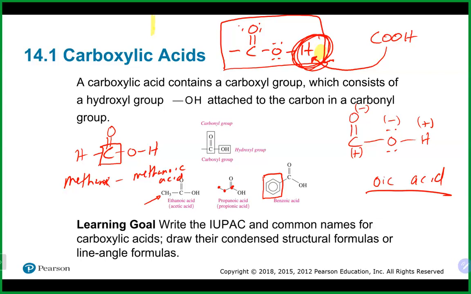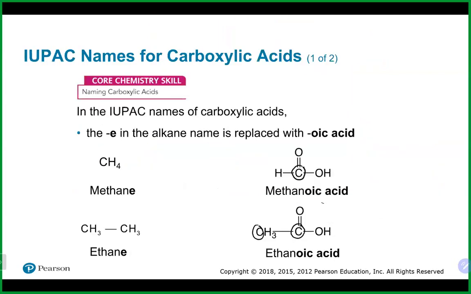Talking about how we just replaced the E and put oic acid, the group will always be at the end. We do not need to give the location of this carbonyl bond, because it should always be carbon number 1. Whichever side of the molecule it's at, it will take the priority in terms of numbering, and it should always be number 1.